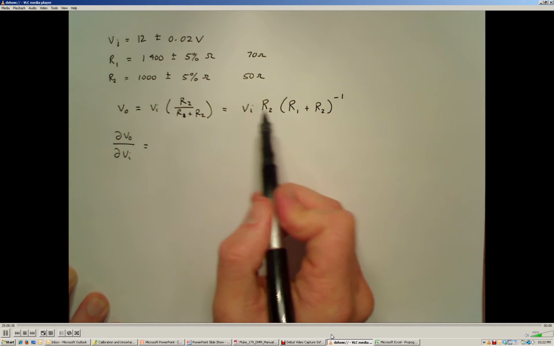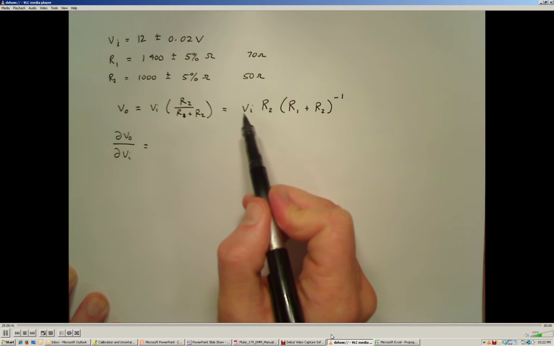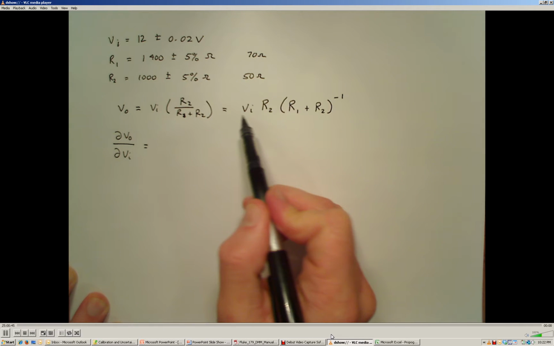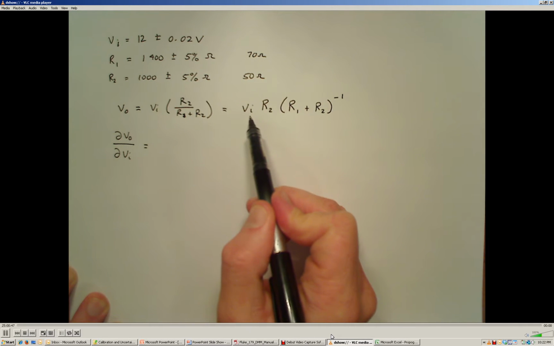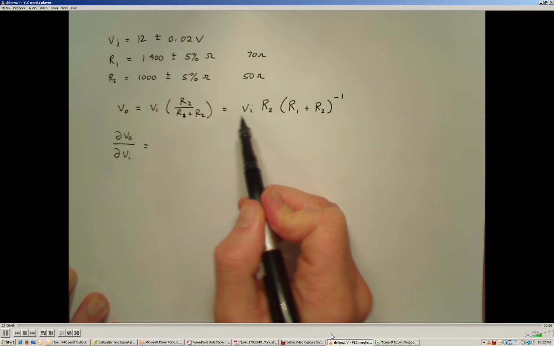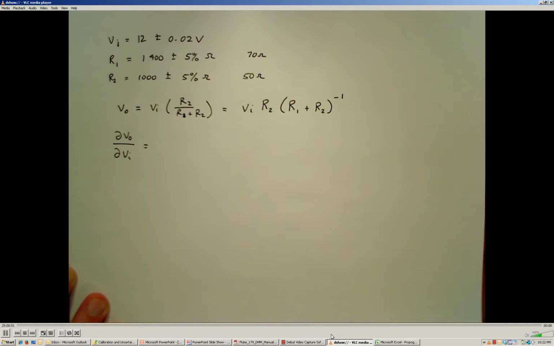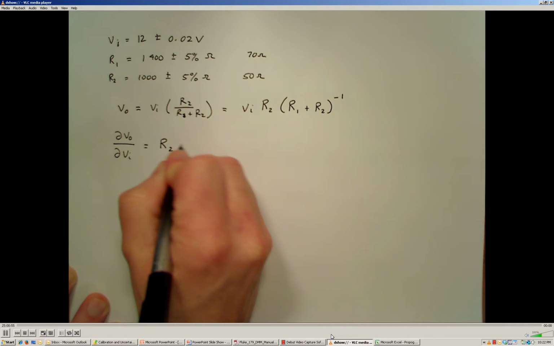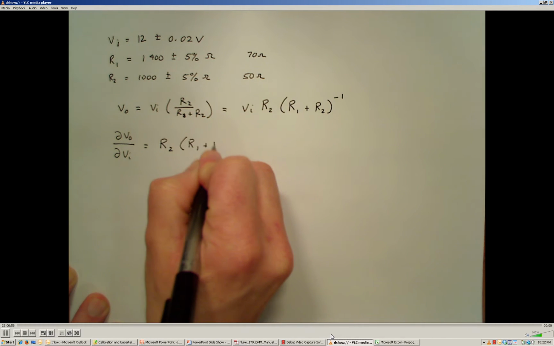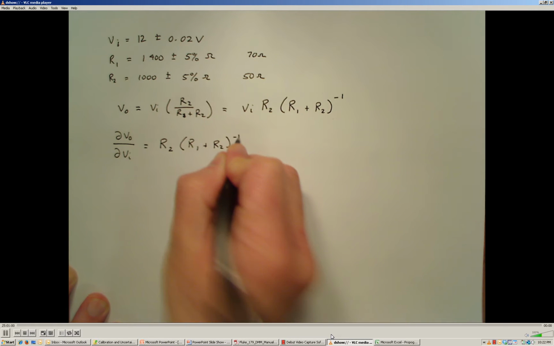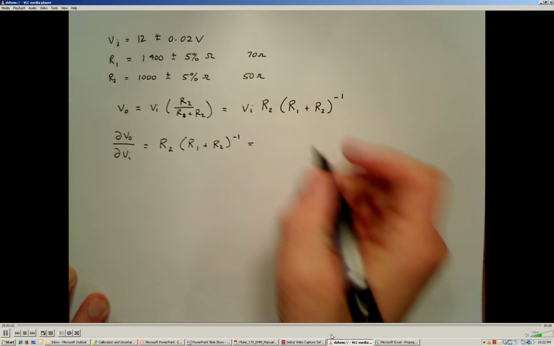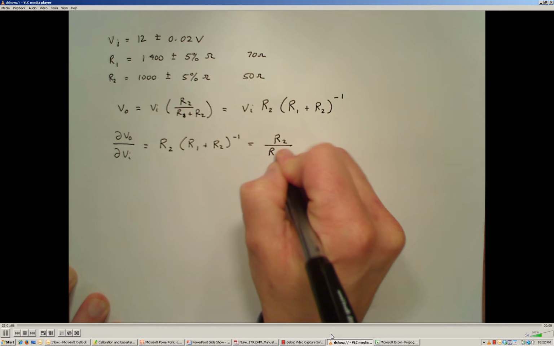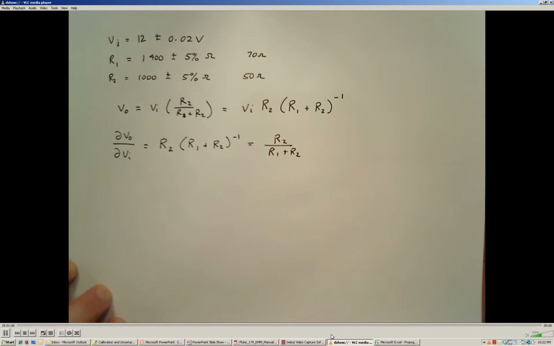Again, I'm going to pretend that Vi is my variable and everything else is just a constant. The derivative of a first order term goes to a 0th order term, so Vi raised to the 0th power, which would be 1, and my partial derivative would be R2 times the quantity R1 plus R2 raised to the negative 1, which can be rewritten as R2 over R1 plus R2.